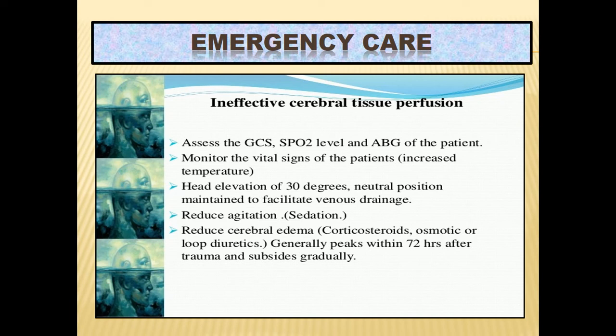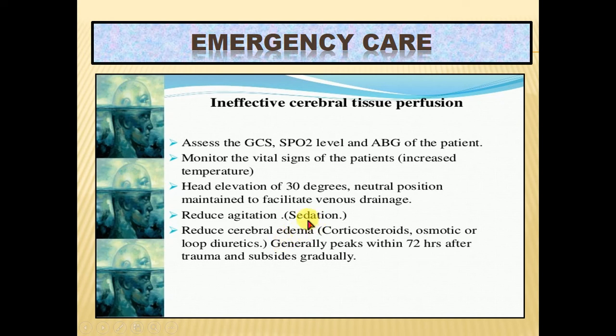For every 10 degrees of head elevation, intracranial pressure decreases by 1 mm of Hg, and cerebral perfusion pressure decreases by 2 to 3 mm of Hg. Okay. So the usual criterion is we increase the head elevation to 30 degrees. Okay. So this helps to facilitate venous drainage also. Okay. Next is reduce agitation. We need to sedate the patient. As I have told you earlier, we have to do this very cautiously because many of the sedatives depress the respiratory center.